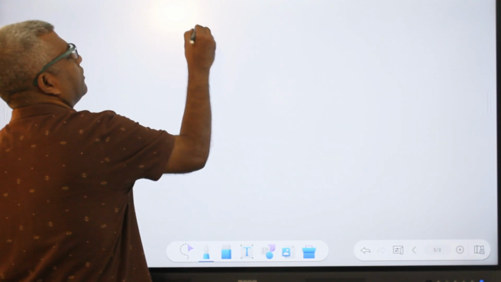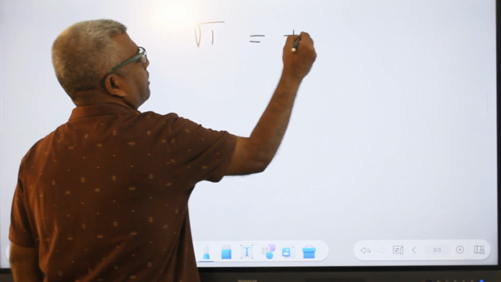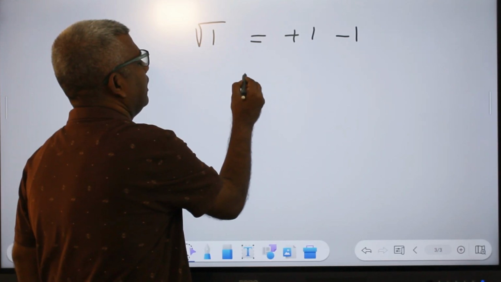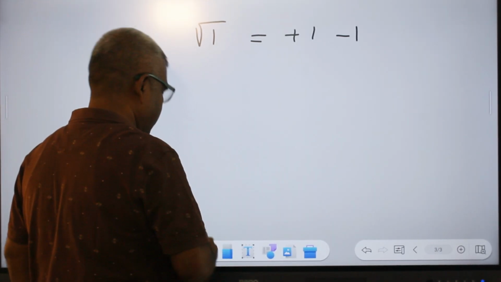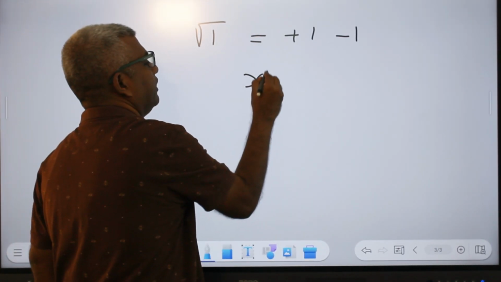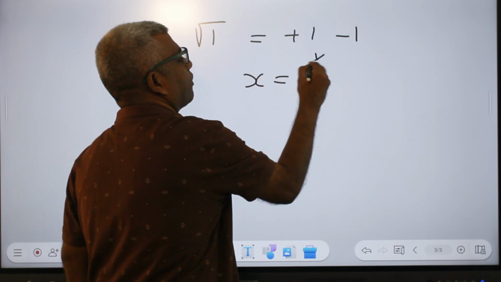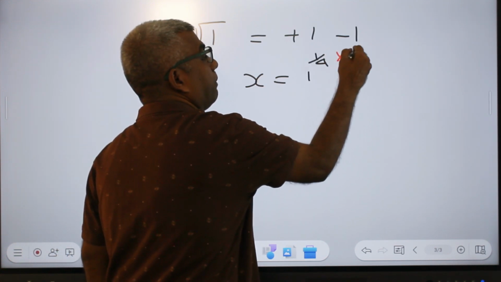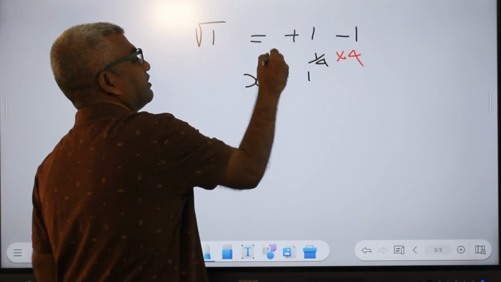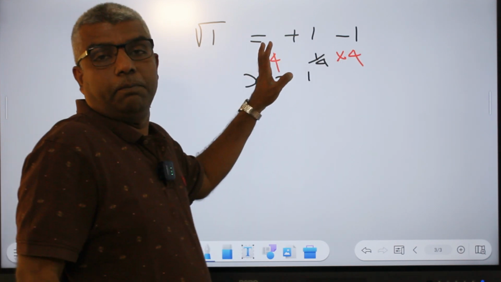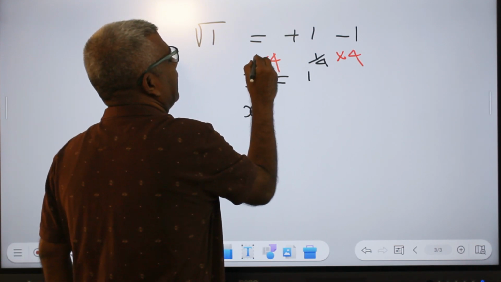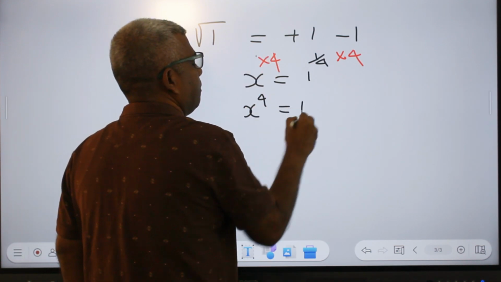What is the square root of 1? Plus or minus 1. Now we are going to see the fourth roots of 1. X is equal to 1 power 1 by 4. Now we are multiplying the power by 4, so here also we have to multiply the power by 4. So what will happen? Here x power 4 will be 1.